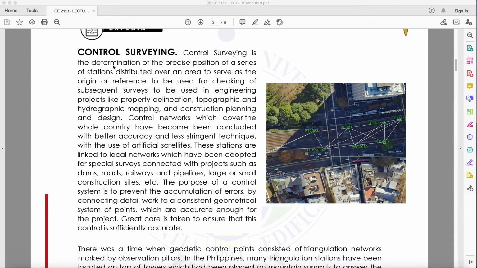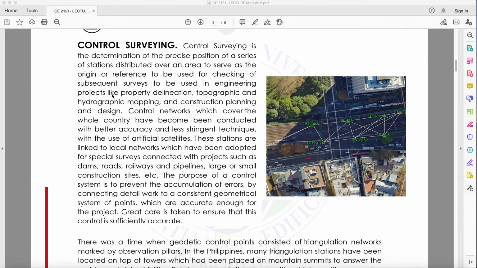So control surveying is the determination of precise position of a series of stations distributed over an area to serve as an origin or reference to be used for checking of subsequent surveys, to be used in engineering projects like property delineation, topographic and hydrographic mapping, and construction planning and design. So control surveying will give us the specific location of certain points that we want to know. Where is it located? Okay, so it will give us coordinates, or specific locations.